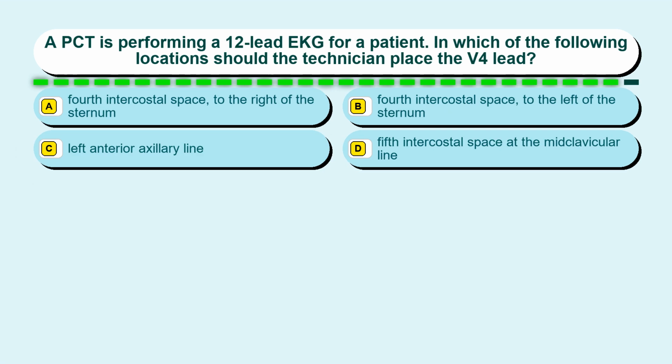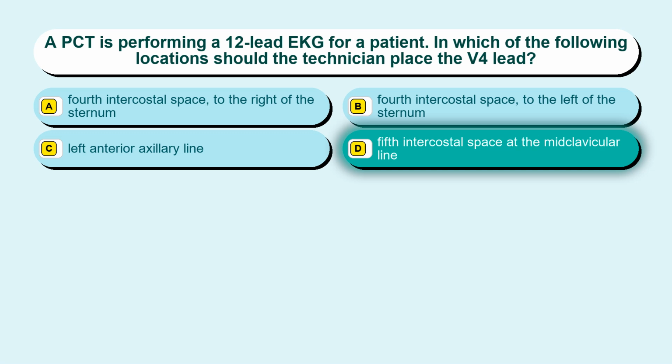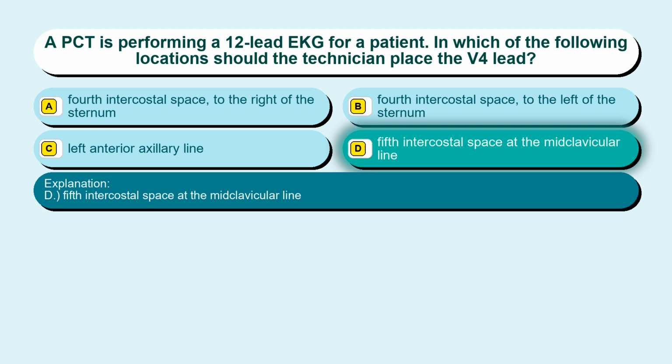Question 64. A PCT is performing a 12-lead EKG for a patient. In which of the following locations should the technician place the V4 lead? Option A, 4th intercostal space, to the right of the sternum. Option B, 4th intercostal space, to the left of the sternum. Option C, left anterior axillary line. Option D, fifth intercostal space at the midclavicular line. The correct answer is option D, fifth intercostal space at the midclavicular line.